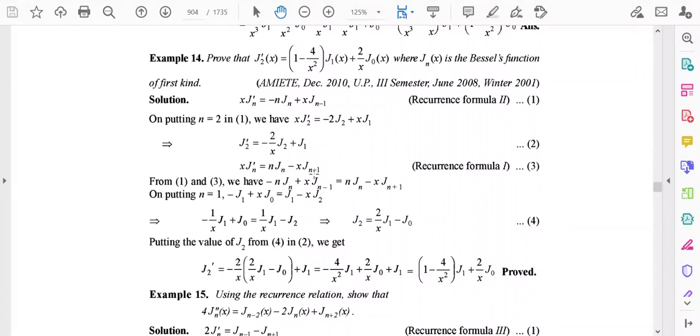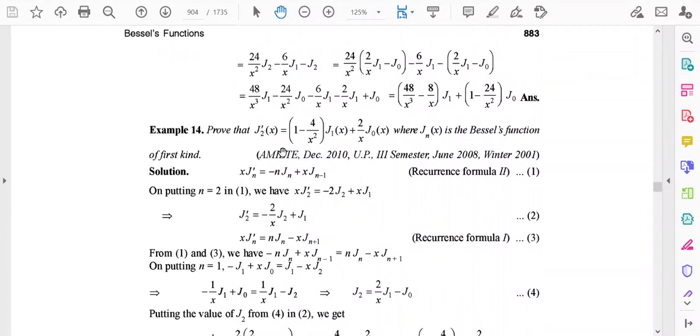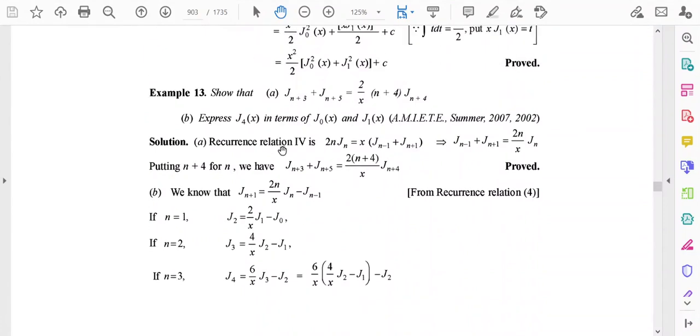So what is our aim? In this expression we have expressed J2' in terms of J2 and J1, but in the question, what is the right hand side? The right hand side has to be expressed in terms of J1 and J0, but here by using recurrence relation 2, J2' has been expressed in terms of J2 and J1. But from formula 4 we have already discussed that higher values of J can be expressed in terms of lower values. So we use formula 4.